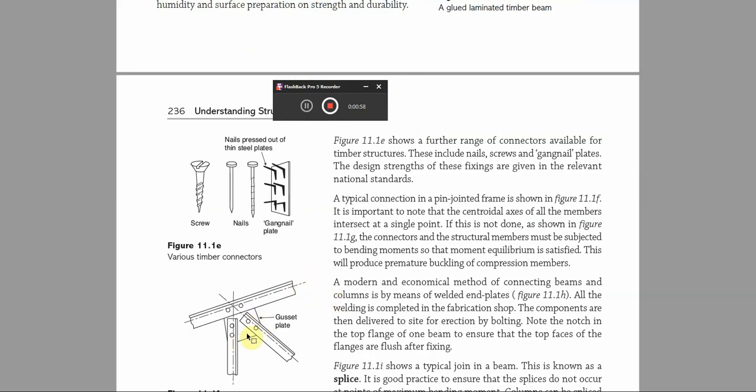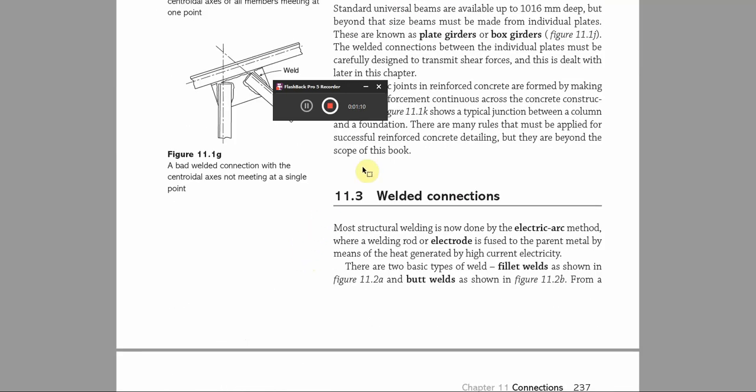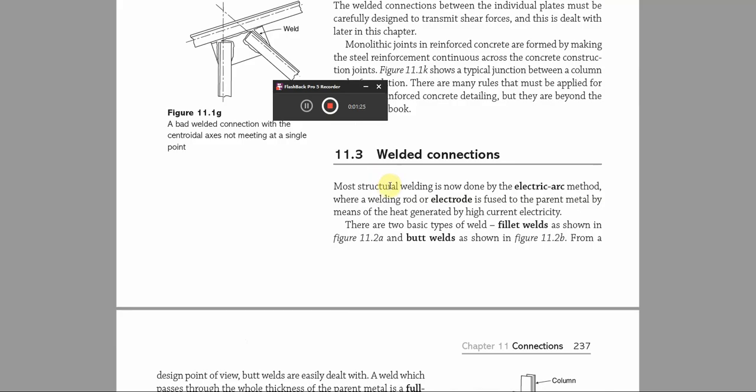You already know what a gusset is. This is a gusset, like a plate where we join our members together. And another thing that is worth knowing is the bolt type we are using. You know, bolts have different sizes, different types. Maybe is it black bolt, friction grip, etc. So now let us start with welded connection.